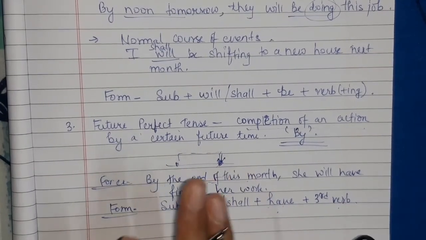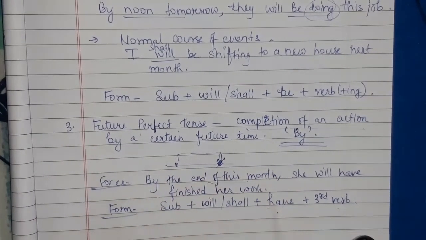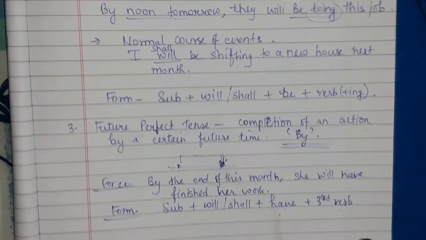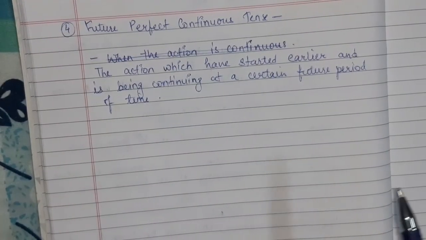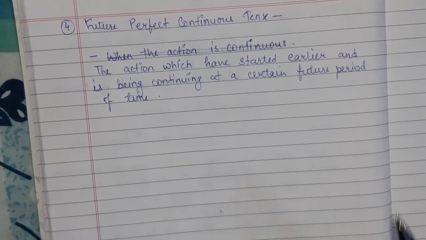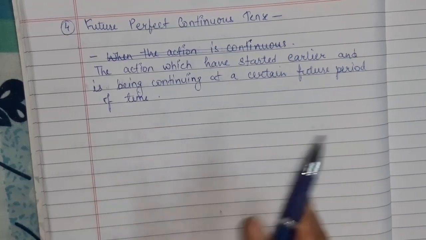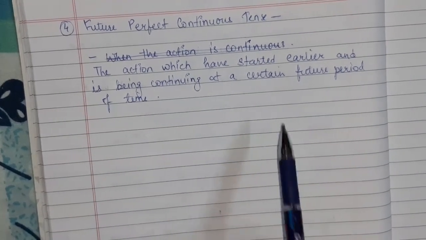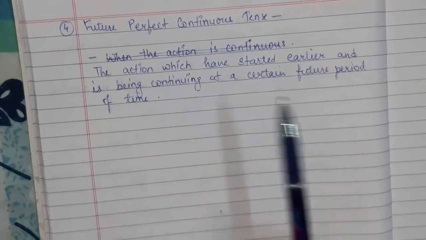Not only have the form of verb. Now next, move to future perfect continuous tense. Okay, future perfect continuous tense and future perfect tense bear the same relationship. And if we find a difference, there is only one difference.